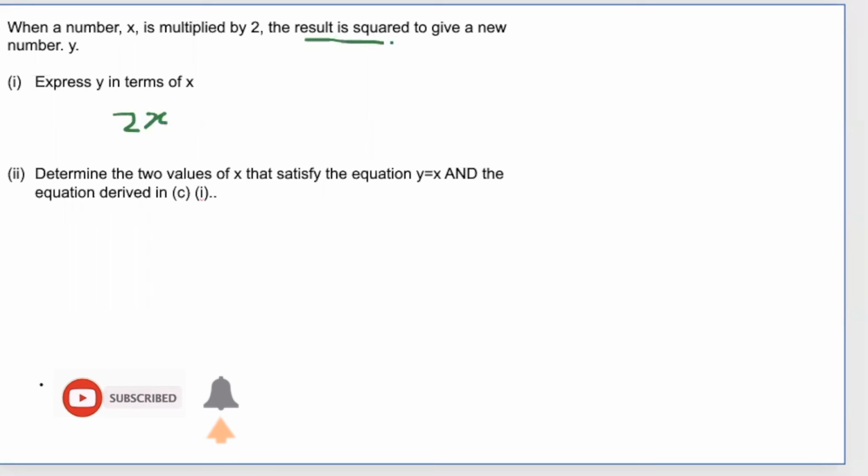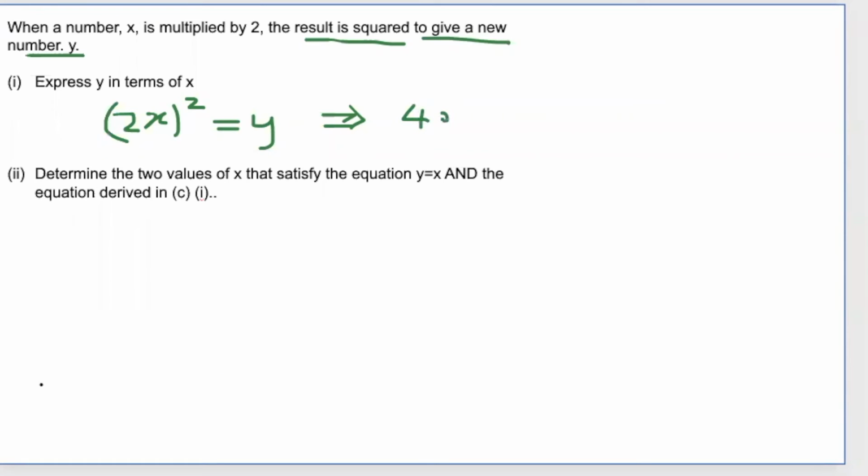But then we say the result is squared. So we square all of this, and it says when it's squared, it gives a new number which is called y. So this will be equal to y. So simplifying the result that I have here, 2 squared is 4, and I square my x, that will be x squared equal y.